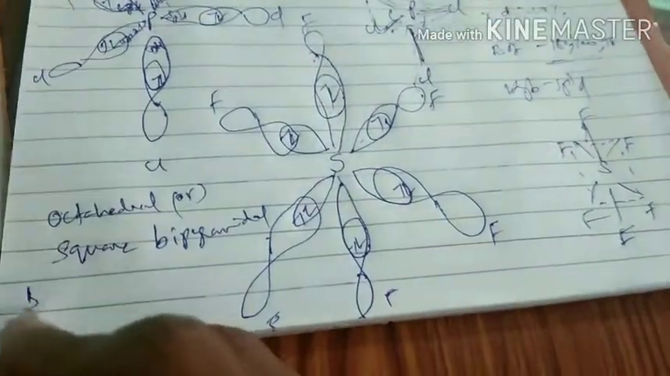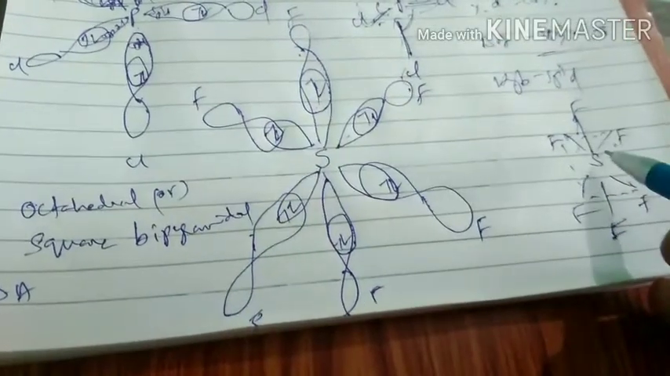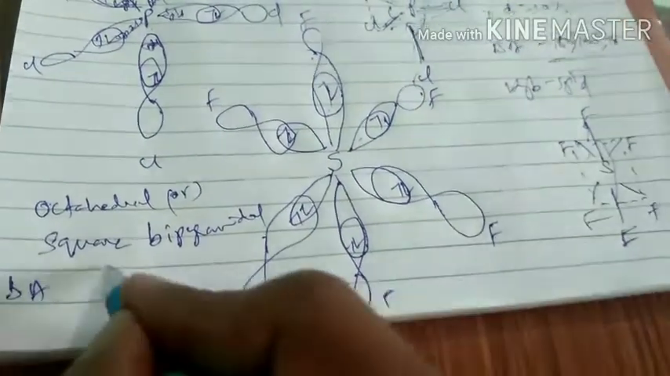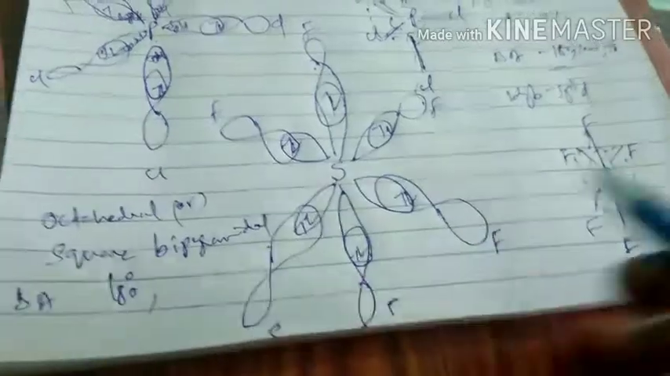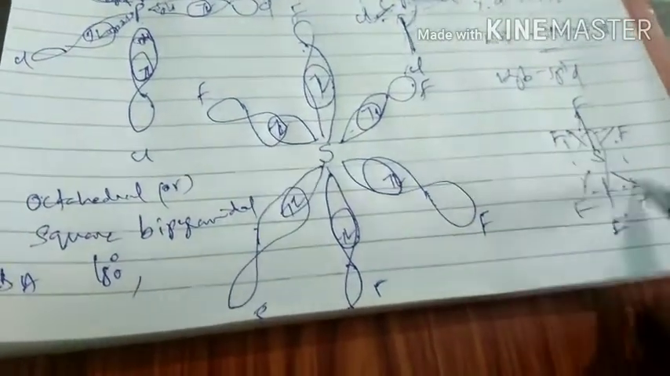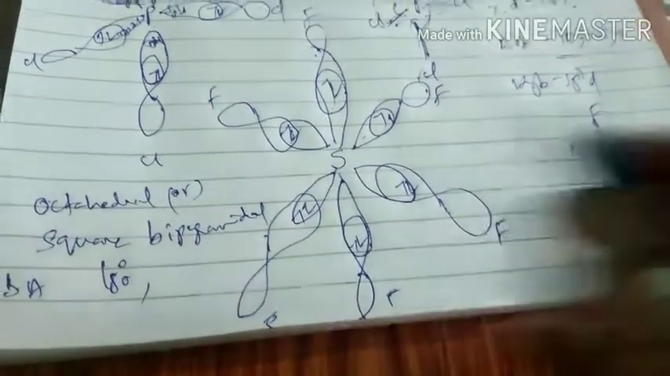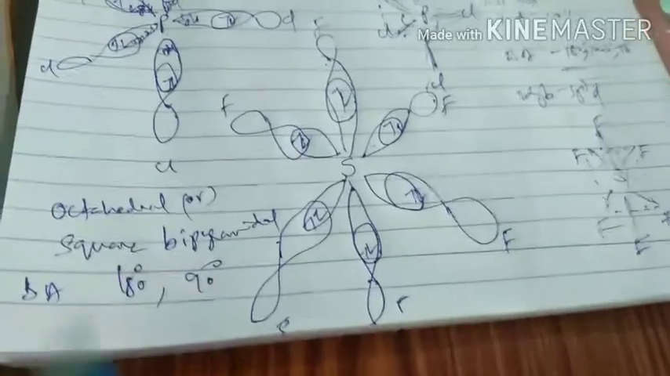Next, bond angle. Here 2 types of bond angles will come. This is the axial bond angle, 180. And between axial and these, which are equatorial bonds, I told you these are present in the plane. These bonds are called equatorial bonds. Between equatorial bonds, the bond angle is always 90 degrees.